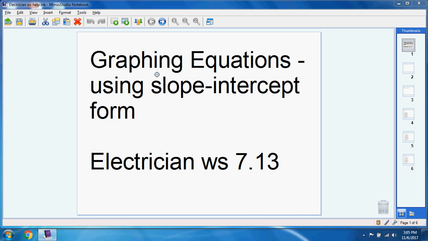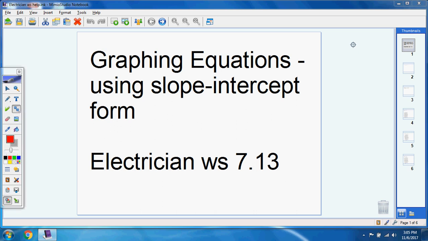All right, today we're going to go ahead and continue with our awesome skill. You have a quiz tomorrow dealing with your slope and slope-intercept form. Slope, remember, we've just been practicing that. Slope-intercept form is the new information, and you're going to be awesome with this. So again, you have your electrician worksheet in front of you.